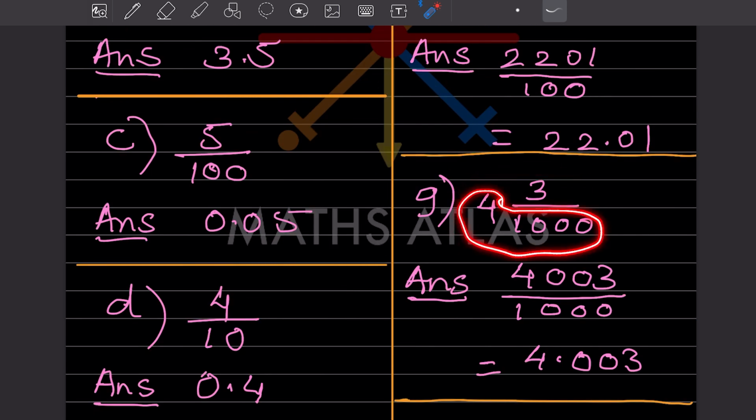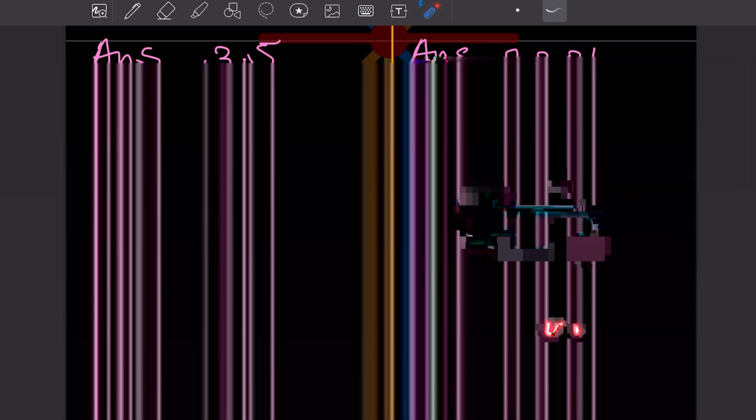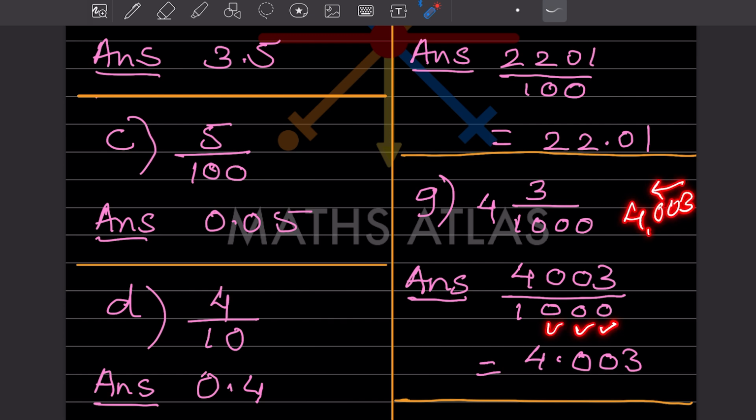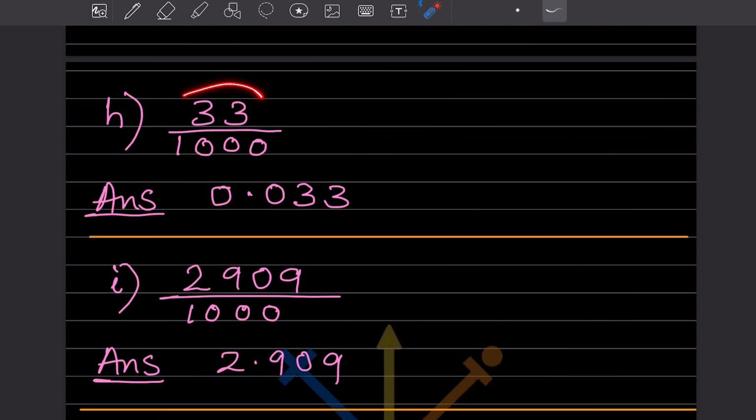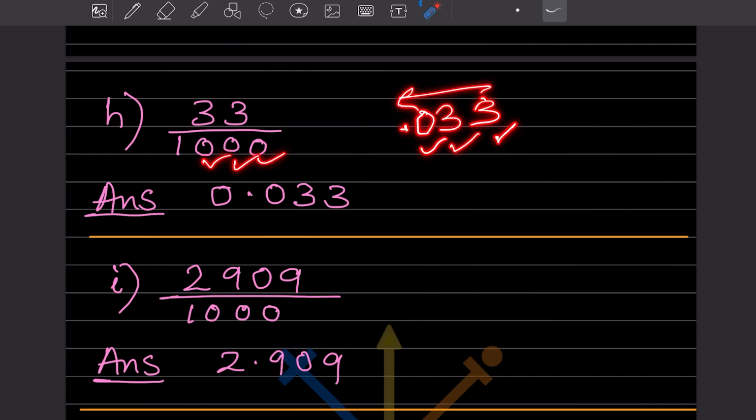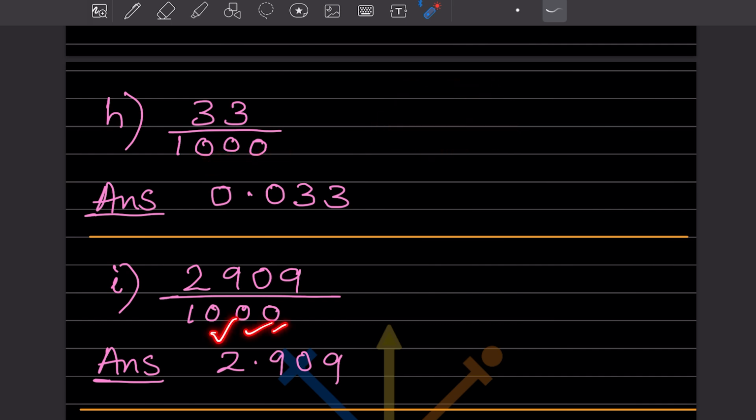Now look at here. This is 4000. So 4000 plus 3, that will be 4003. And this 1000 over here. So what are you going to do? 1, 2, 3 zeros. So you will write here 4003 and you will go backwards by 3 numbers and then put a decimal. So the answer is this one. Hope you got this one. Now again here, how many zeros are there? 1, 2, 3. Write 33. And you will go backwards 3, which means you need one 0 over here because there should be 1, 2, 3, and then put a point over here. Again here 1, 2, 3, 2909. Go backwards by 3 numbers, 1, 2, 3, and then put a point over here.